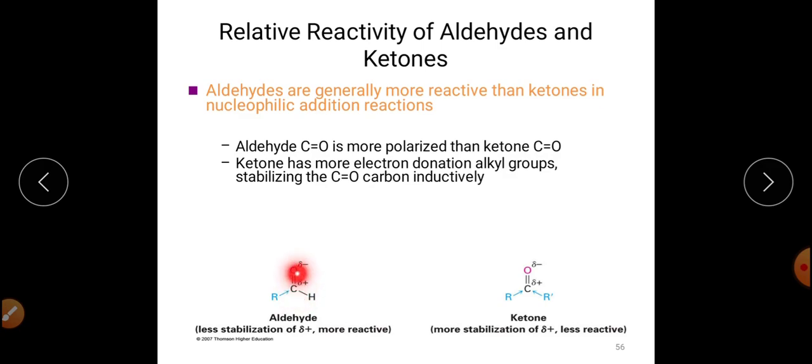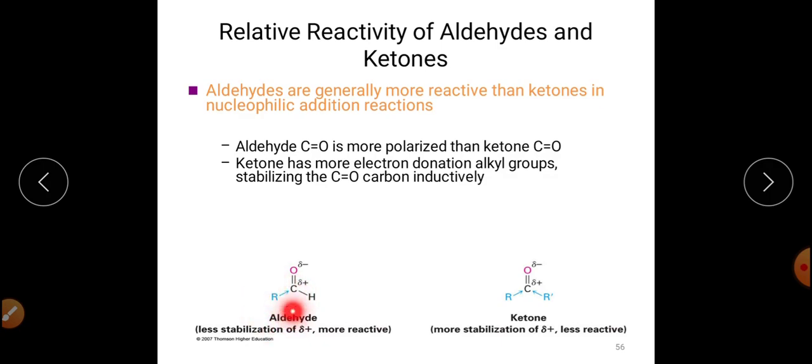Oxygen is electronegative in its nature, so it will withdraw the electron from the carbon and it will make the carbon electron deficient. And we also know that R group has a tendency to give the electrons. This is basically an electron donating group.